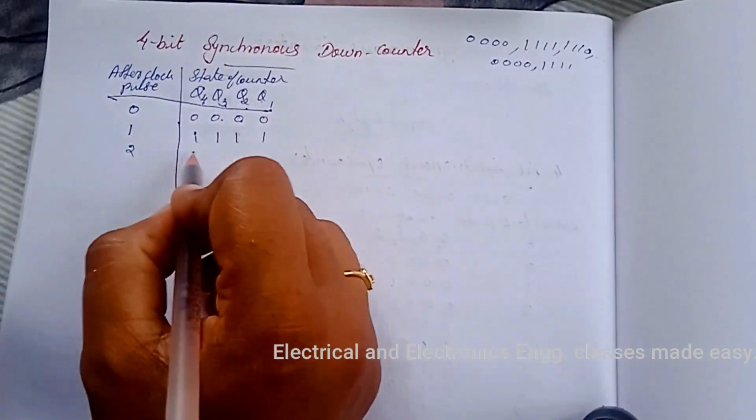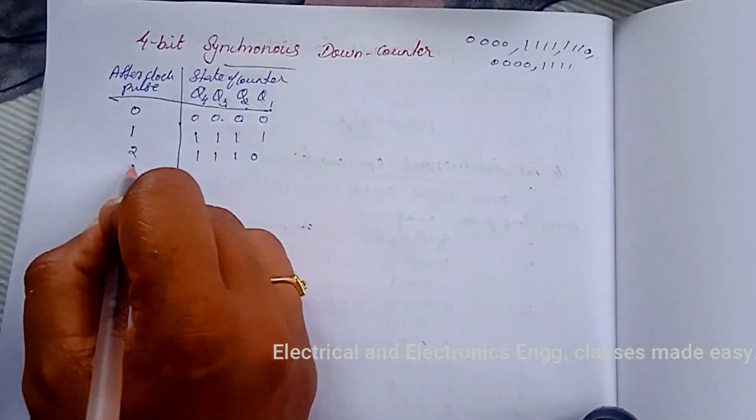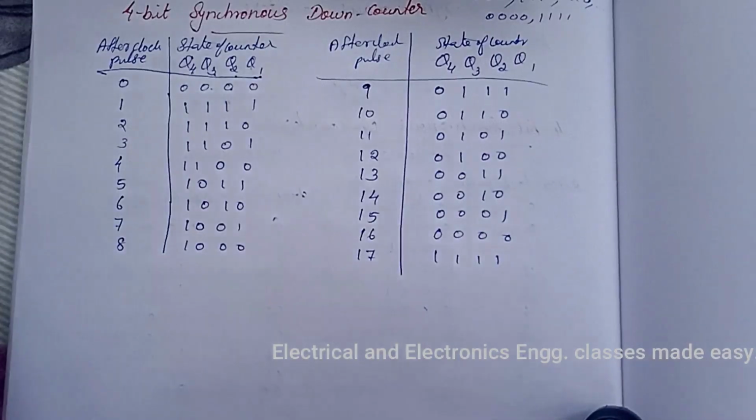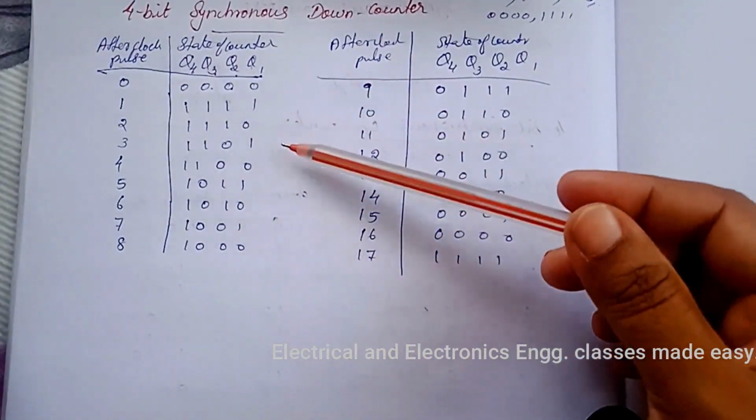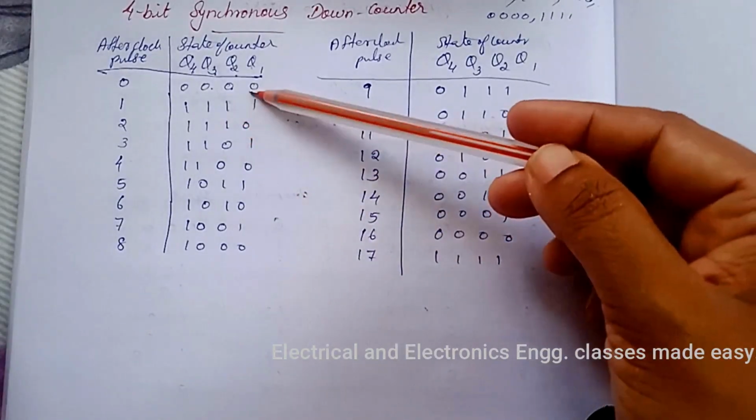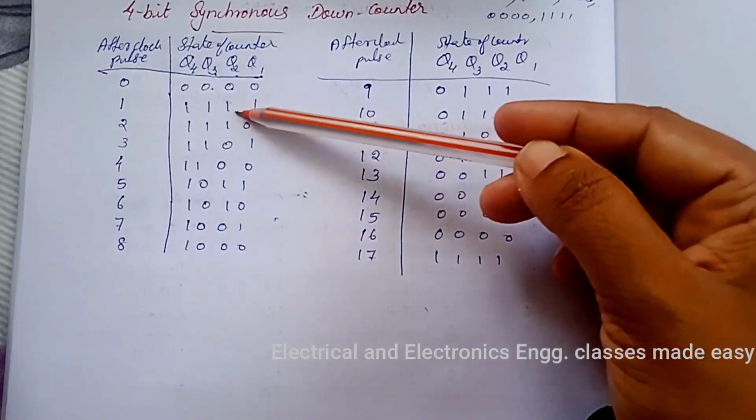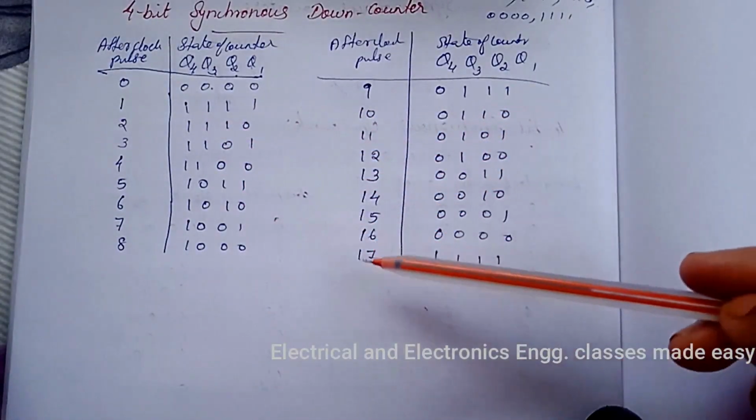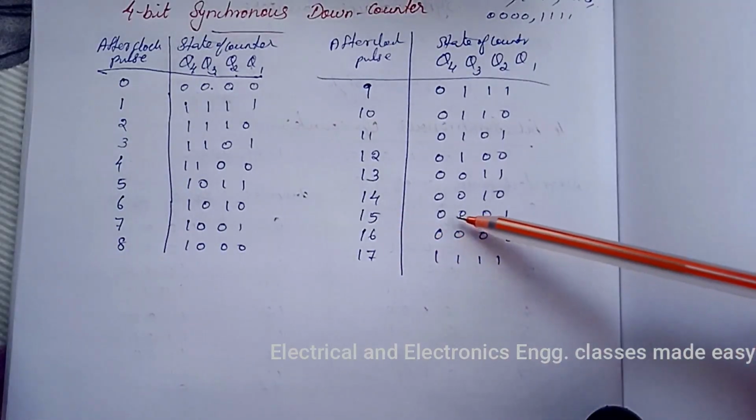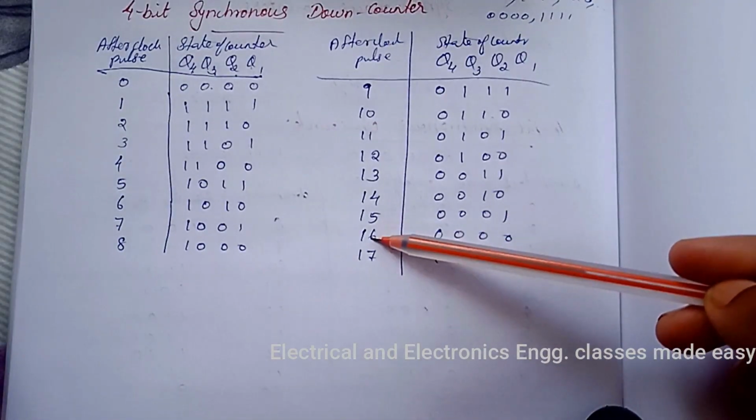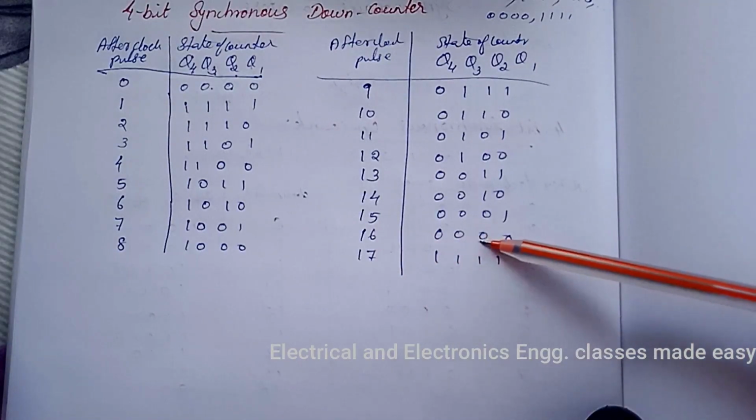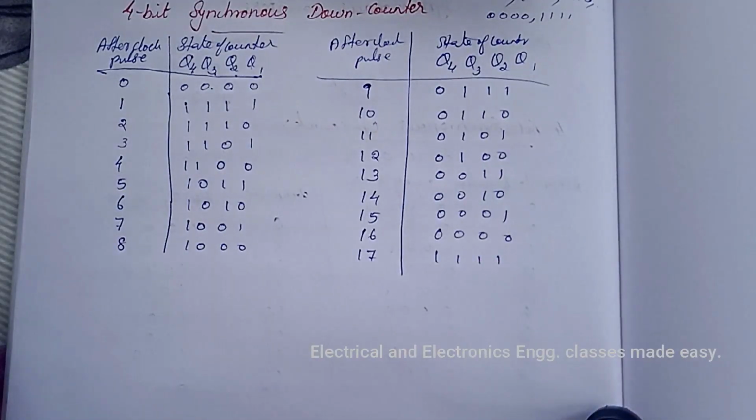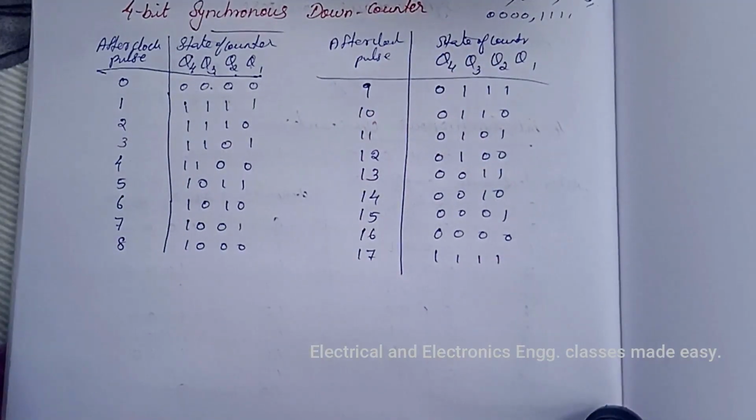Then second, 1110. Then after third, 1101, like that. So this is the counting sequence for the 4-bit synchronous down counter, that is 0000, then 1111, 1110, 1101, like that. After the 15th clock pulse, it will be 0001. After the 16th clock pulse, it will be 0000. After 17th, 1111. Now let us draw the logic diagram.